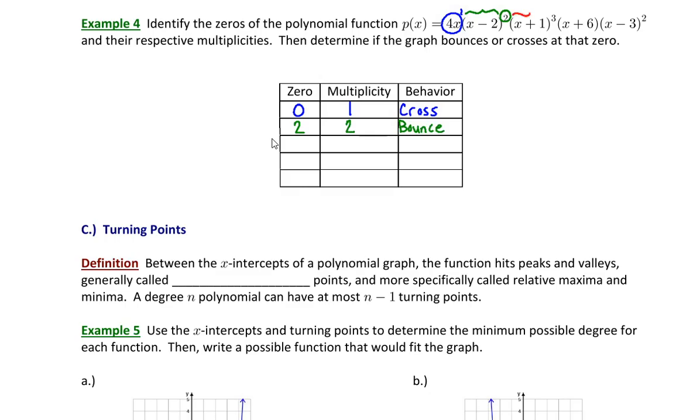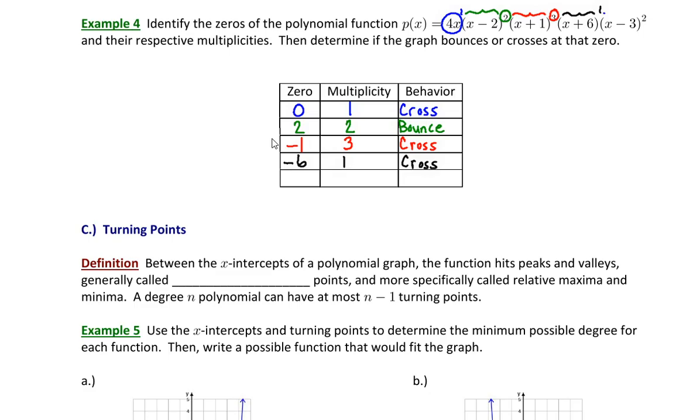Working our way to the next factor, the 0 of that factor is -1. The exponent indicates its multiplicity. So this is multiplicity 3. That's an odd number. So again, we can predict the polynomial is going to cross the x-axis at x equals -1. The next 0 comes from this factor. The 0 is -6. The exponent on that factor is 1. That's an odd number, so the polynomial will cross at that 0.